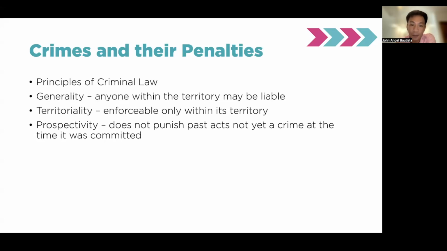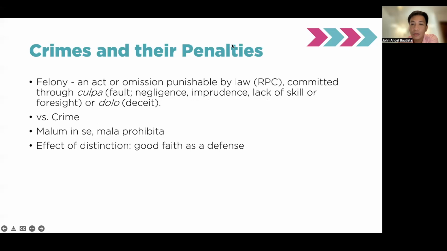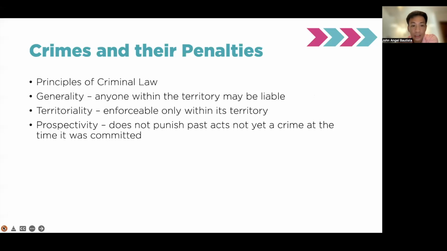And prospectivity is, in the concept of prospectivity, the laws look forward. Ibig sabihin, kung ngayon lang naipasa yung batas, which makes an act illegal, hindi mo pwedeng parusahan ang tao kung ginawa niya yung act before the law was enacted. Prospective lang siya. It only looks forward, it doesn't look back.